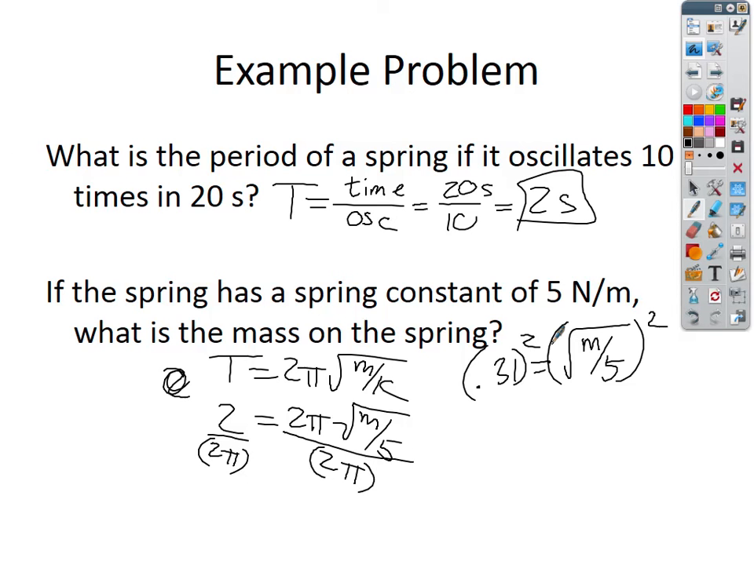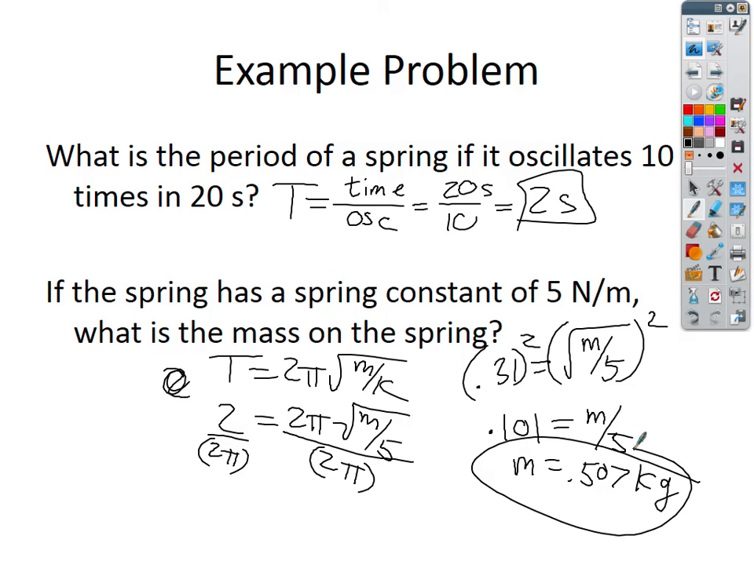So square. Now this is 0.101 equals m over 5. And then I just multiply by 5. So the mass of this object is 0.507 kilograms. All right. So that's period for springs.